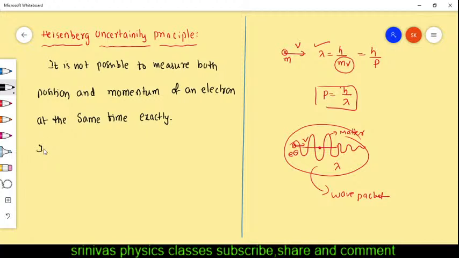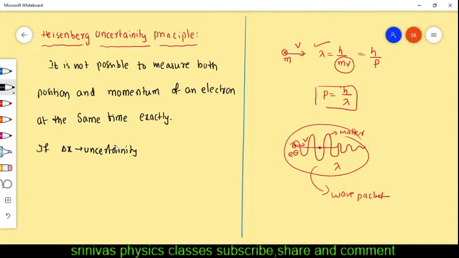For example, delta x is the uncertainty in the measurement of position. That means you cannot measure the position accurately. Its position always changes. The change in position we can consider as delta x. We cannot measure the accurate position; there should be some error in the measurement of the position. Delta x is the uncertainty in the measurement of position.